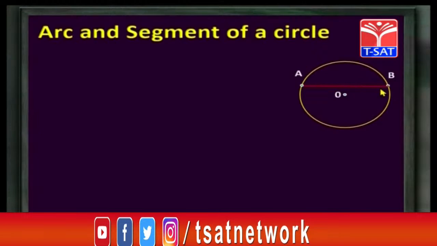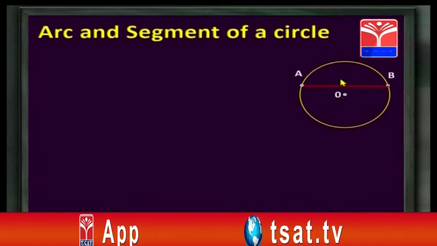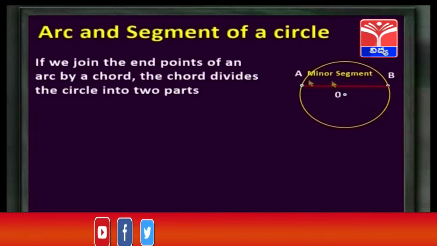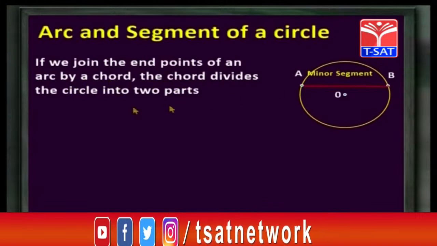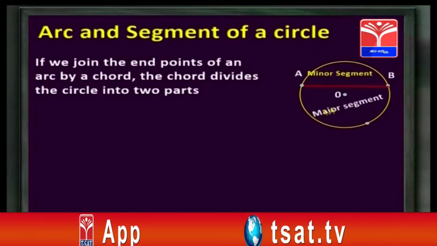AB is a chord of the circle, then this chord divides the circle into two parts. One is a minor segment. What is a minor segment? If we join the endpoints of an arc by a chord, the chord divides the circle into two parts. One will be minor and one will be major. This is a major segment and this is a minor segment.